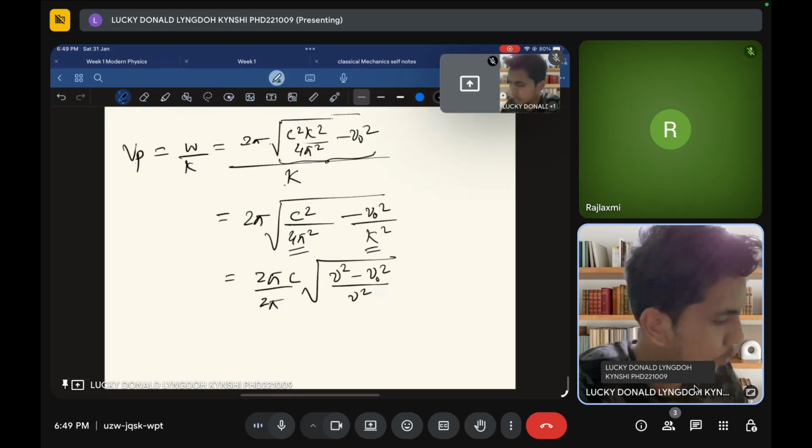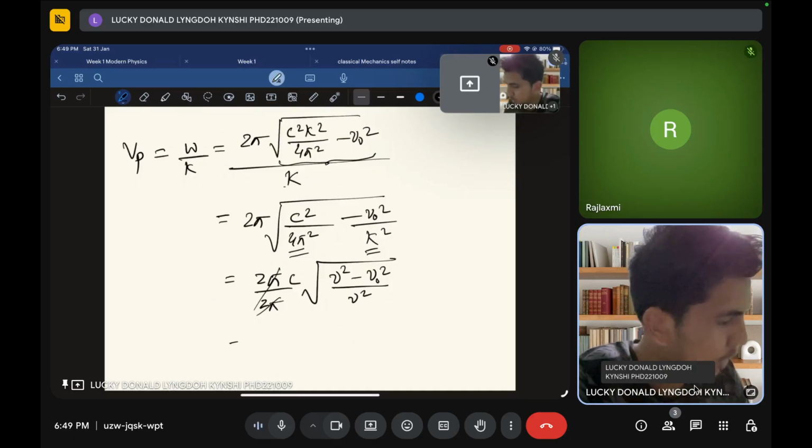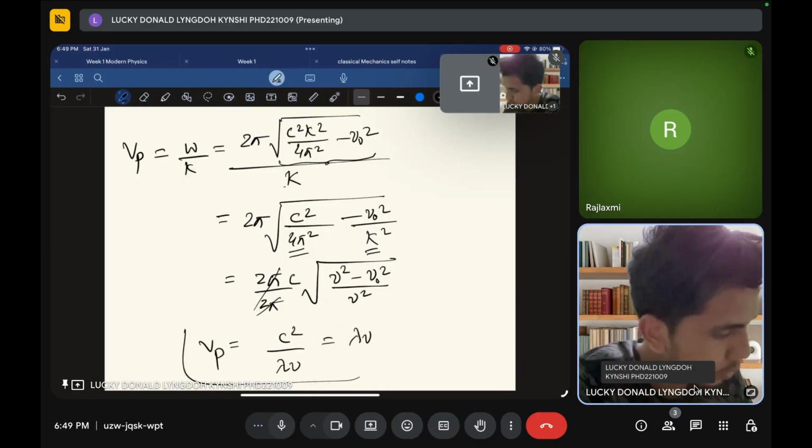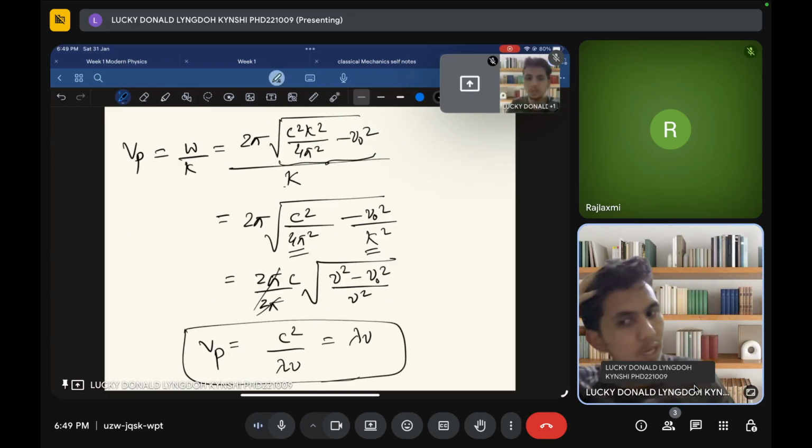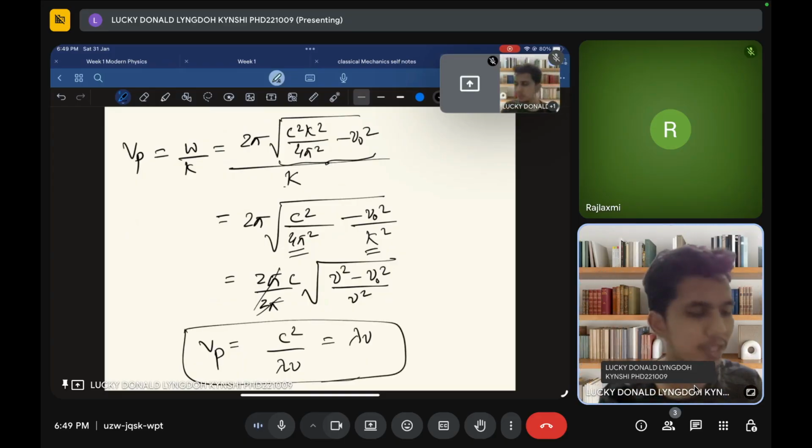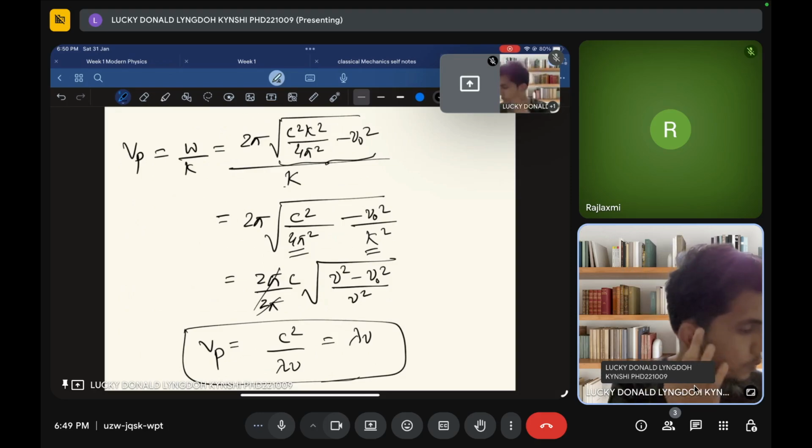Okay, so everything in terms of mu square, so 2 pi and 2 pi will cancel, then we get c square divided by lambda mu, which is equal to lambda mu. So you can easily express your phase velocity in terms of your lambda and mu. It's just rearranging your phase velocity vp as well as your lambda mu.